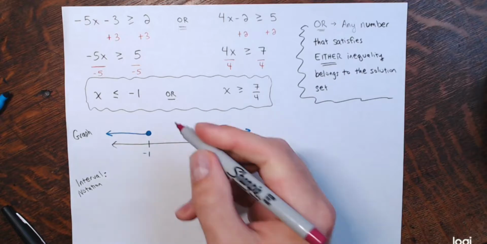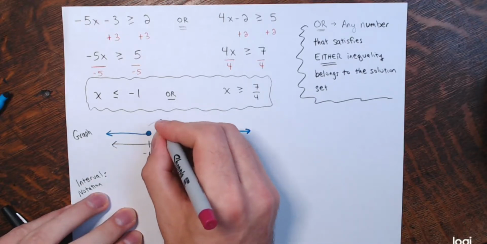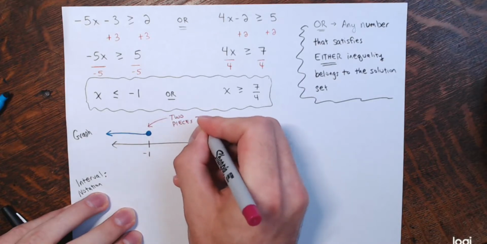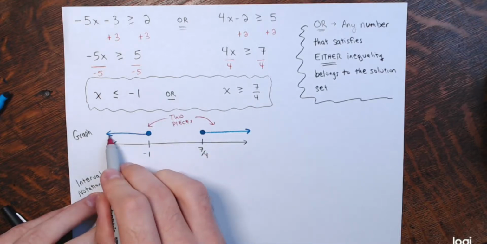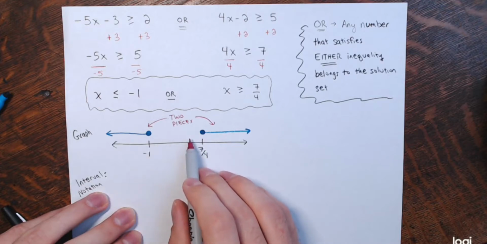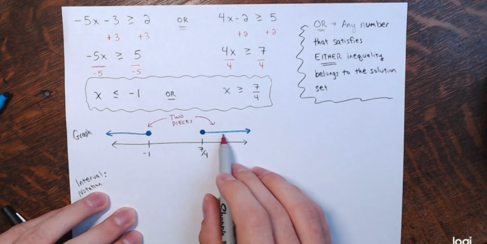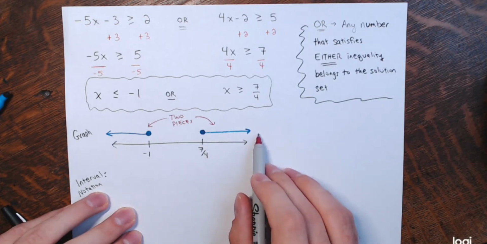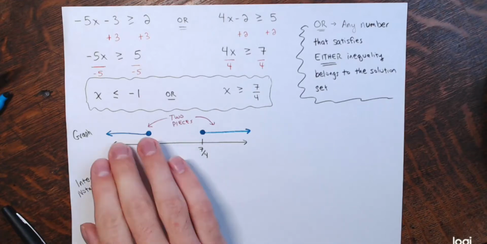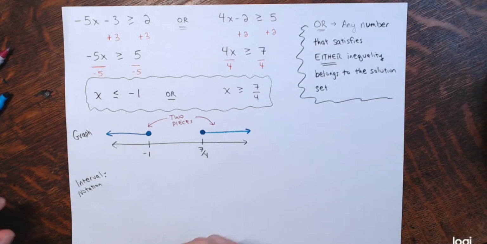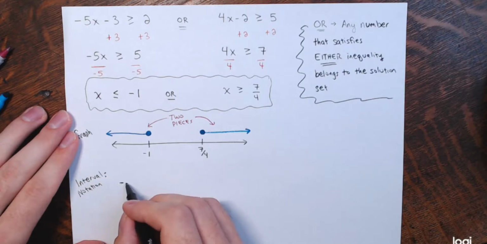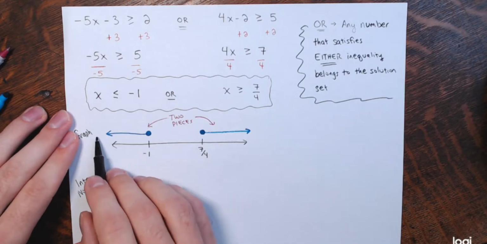Now notice here that there are two pieces of this graph. There's this piece to the left of -1. Then there's a break in the graph, a gap, where there are no solutions, and then the solutions pick up again from 7/4 onward. When there are multiple pieces of solutions like this, you need to write an interval for each piece. So going left to right, this first piece goes from -infinity, because there is no left end, up to -1.